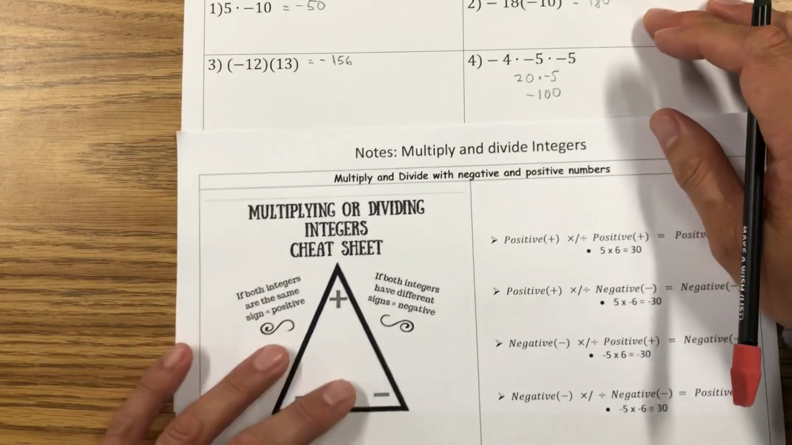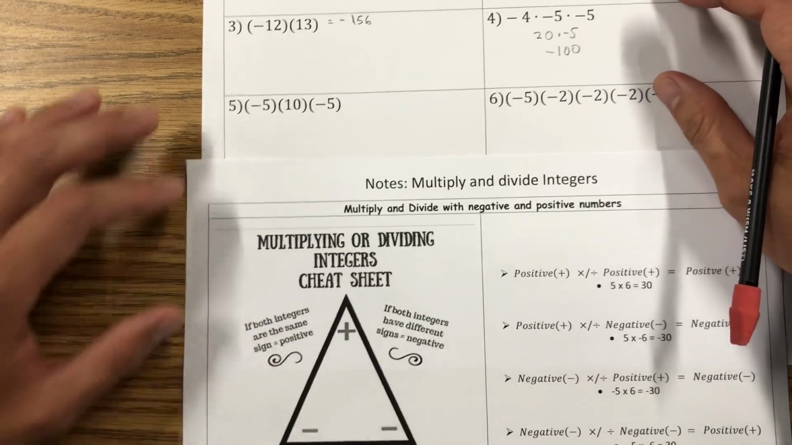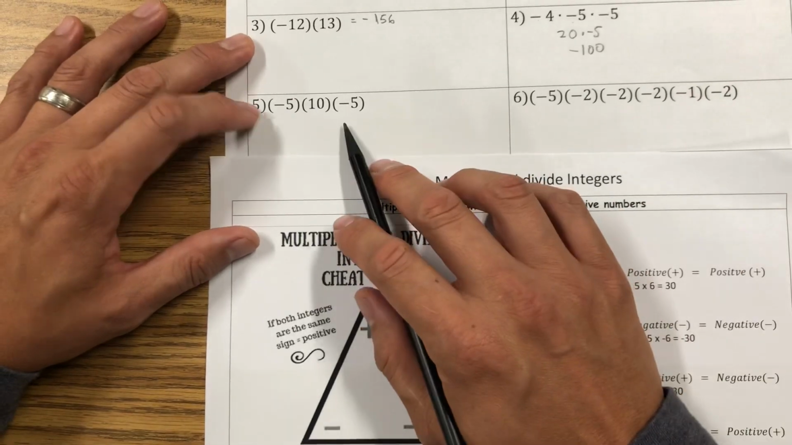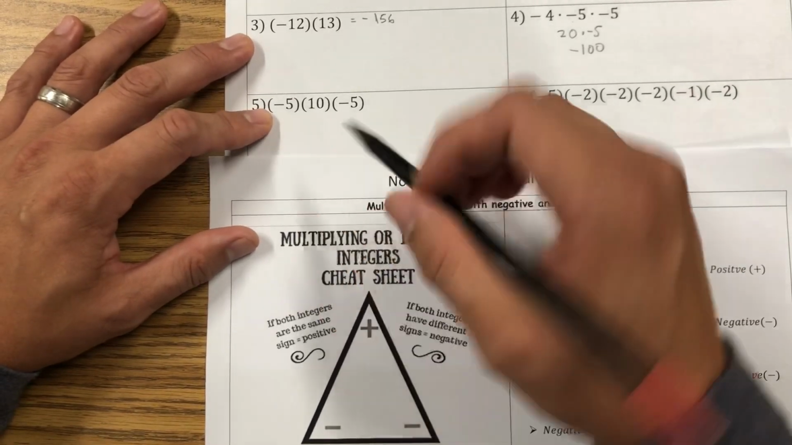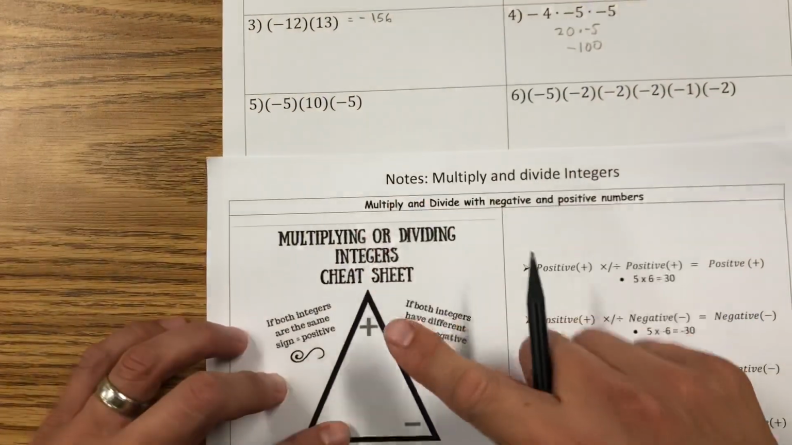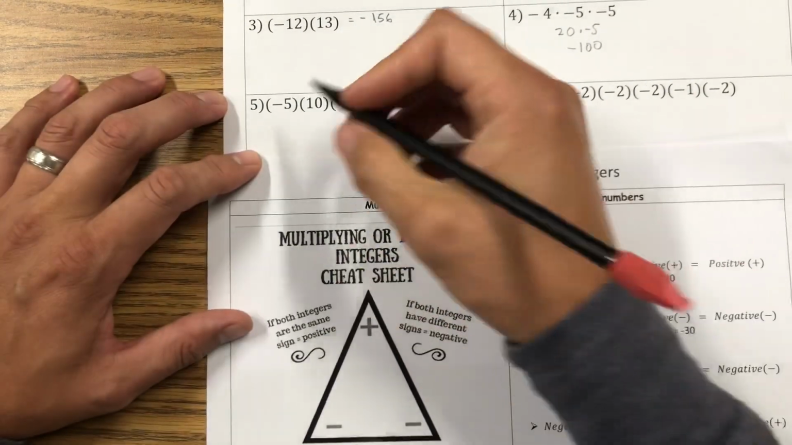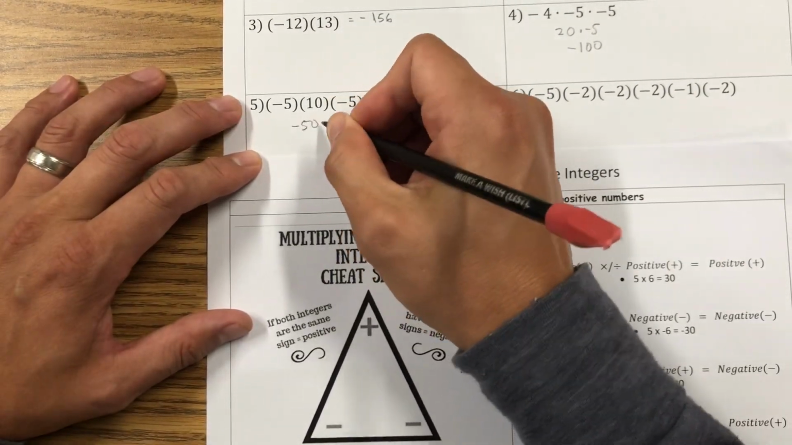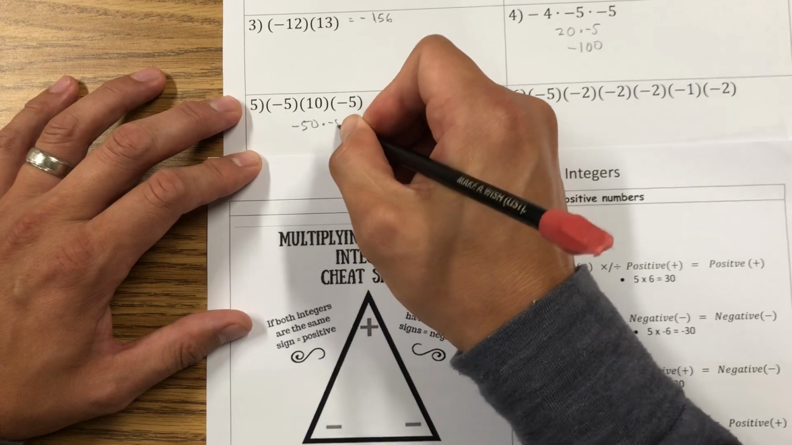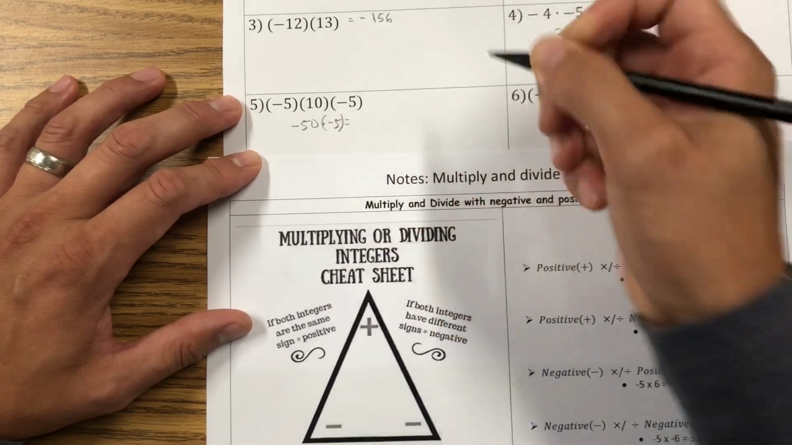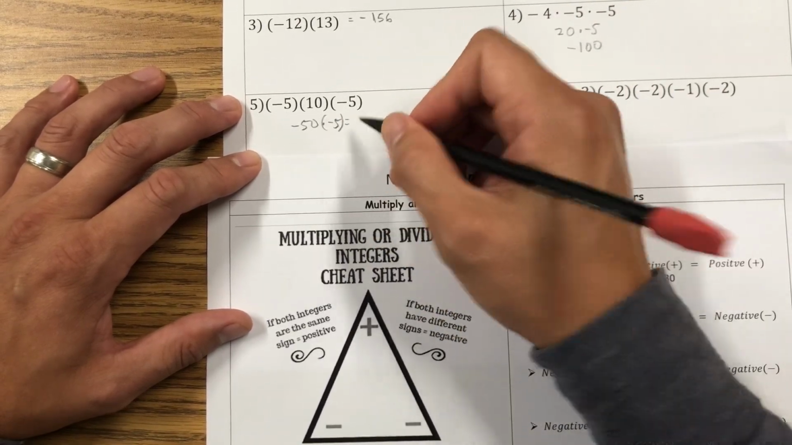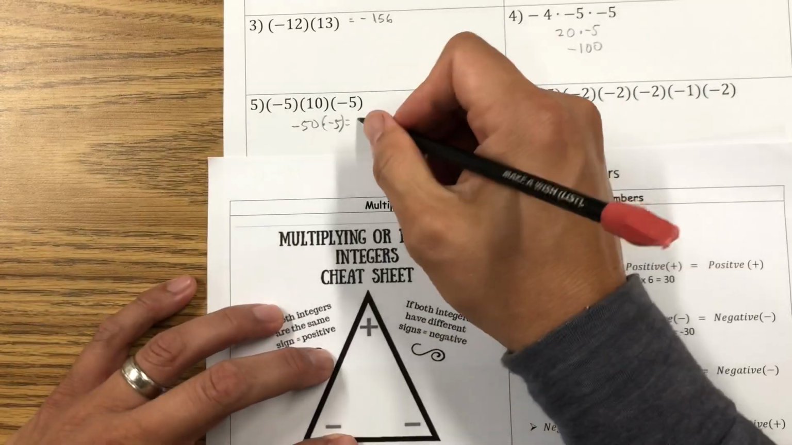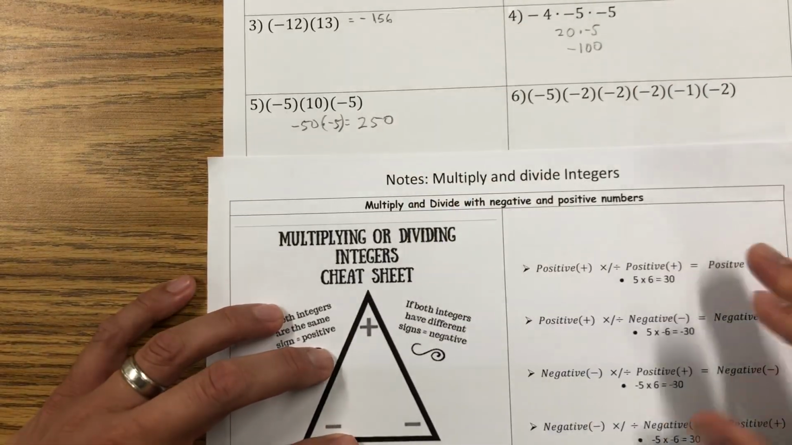All right, let's go to number 5. Again, this means multiplying, same thing. So negative times a positive is a negative. Using the triangle, negative times a positive is a negative. So this would give me negative 50. And then times negative 5. Or you could use a parenthesis. That would give me a positive. Negative times negative is a positive, so I'm at positive 250.